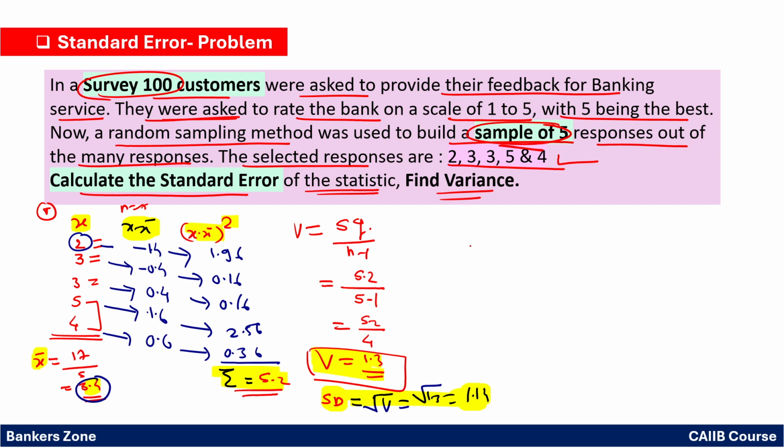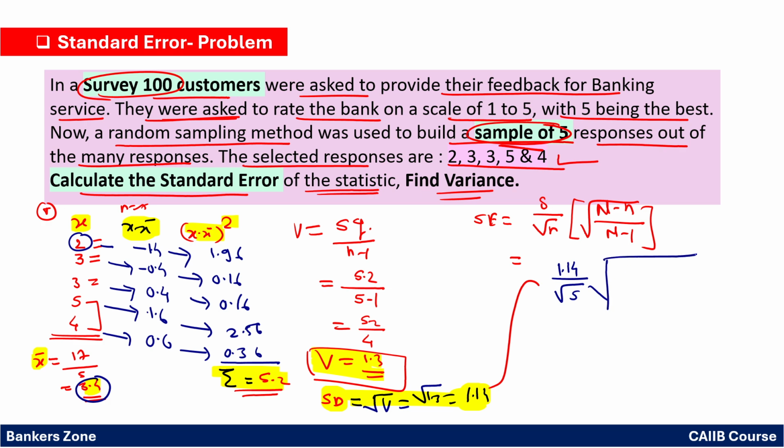Now in the next step we have to find the standard error. What is standard error? Standard error is nothing but sigma upon square root of n, multiplied by the square root of capital N minus small n upon capital N minus 1. So simply put the values. Sigma is the standard deviation, which we have calculated. So it is 1.14 upon square root of 5. Capital N is 100, because we are conducting the survey of 100 customers. So capital N is 100 minus small n, the number of samples, which is 5, divided by 100 minus 1, right? So simply solve.